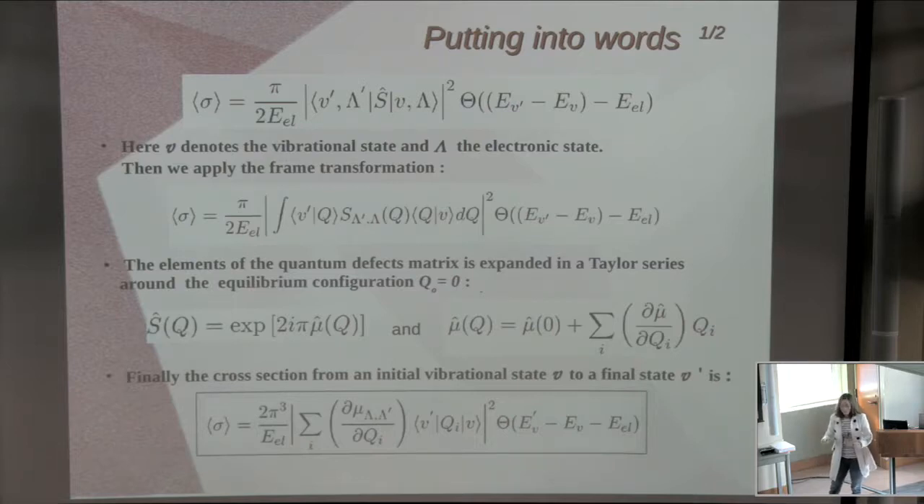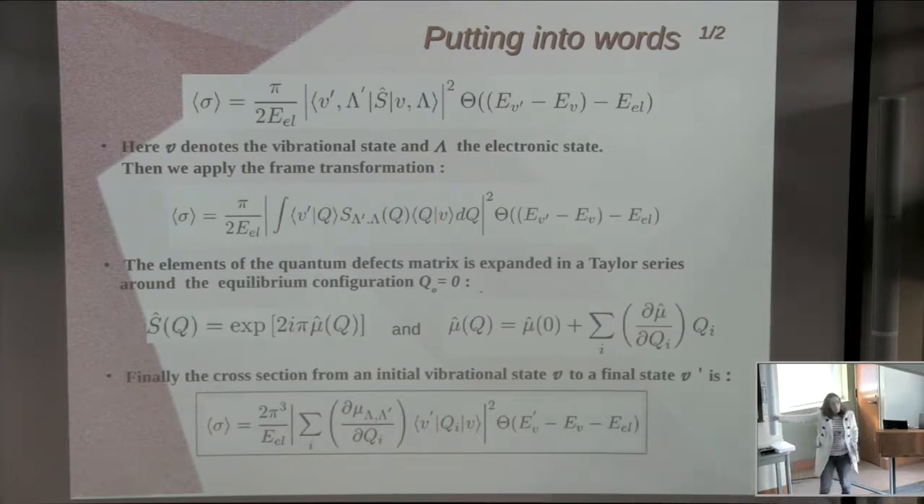So the next step is to do a vibrational frame transformation. We take the scattering matrix calculated for fixed nuclear positions in the normal modes of the nuclei. And then the next step is to do a Taylor expansion of the scattering matrix, expressing the phase shift of the scattering matrix in terms of the quantum defect, and also doing a Taylor expansion of the quantum defect, getting to the second analytical formula here.